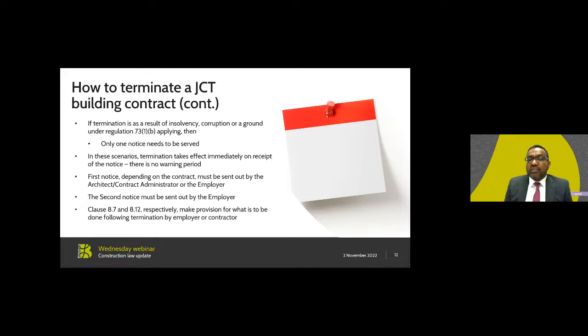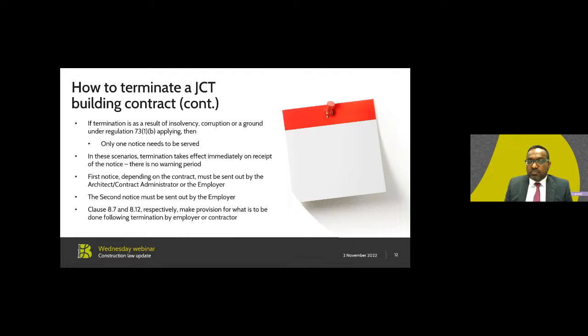If termination is as a result of insolvency, corruption, or a grant under Regulation 7.31b, then only one notice needs to be served. In these scenarios, termination takes effect immediately on receipt of the notice. There's no warning period. The first notice, depending on the contract, must be sent out by the architect, contract administrator, or the employer. The second notice, however, must be sent by the employer.